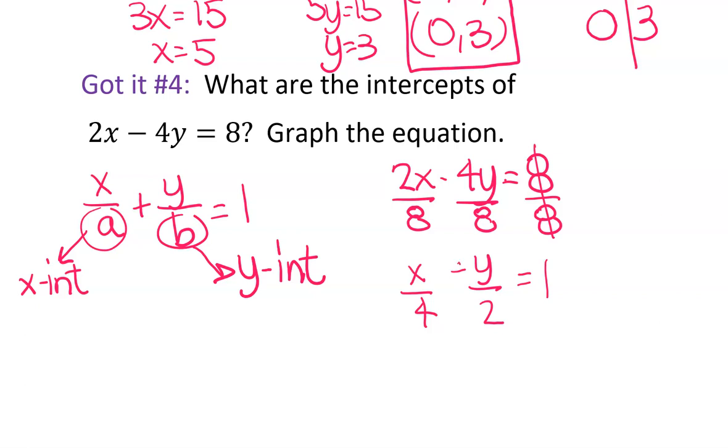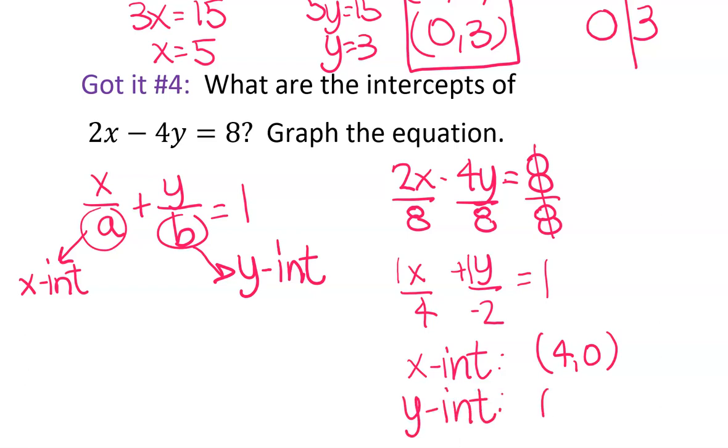I'm actually going to do the negative on the bottom with the number. But the other way you can do it is just type it into your calculator as a fraction, and it should simplify it for you. This one will probably give you a 1/4, which is fine, and a negative 1/2, which is also fine. So my x-intercept this time in ordered pair form would be 4, 0. And my y-intercept in ordered pair form would be 0, negative 2.